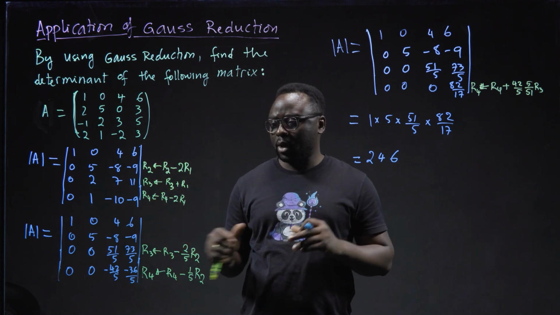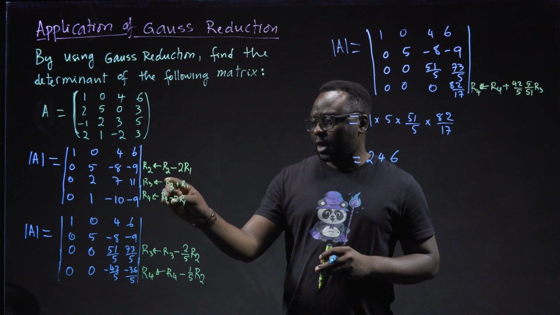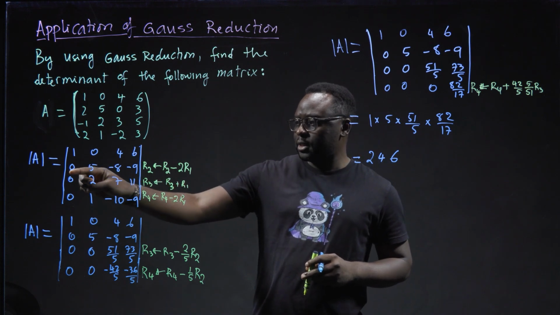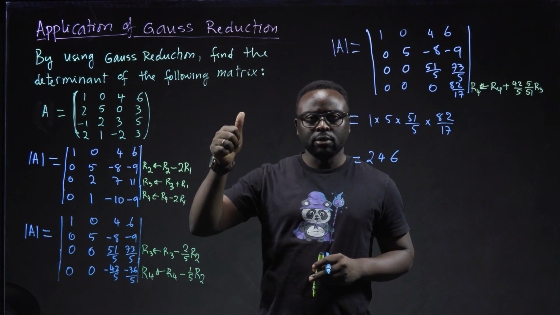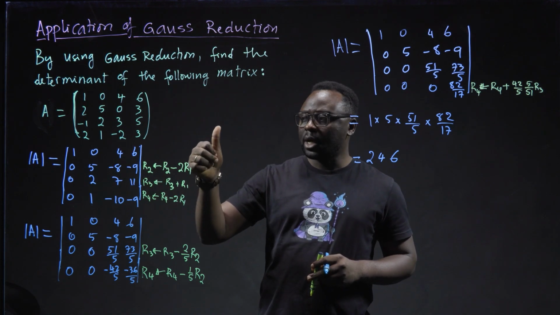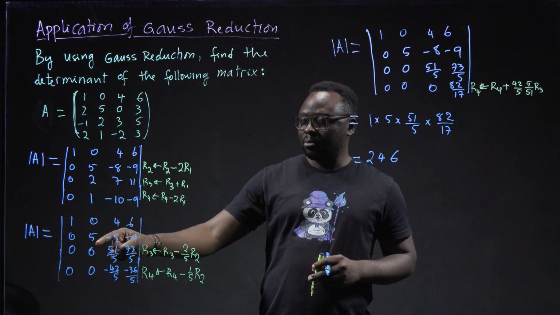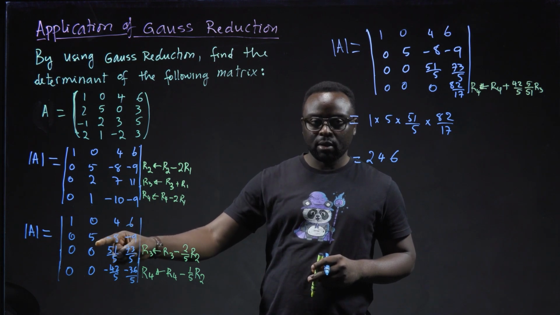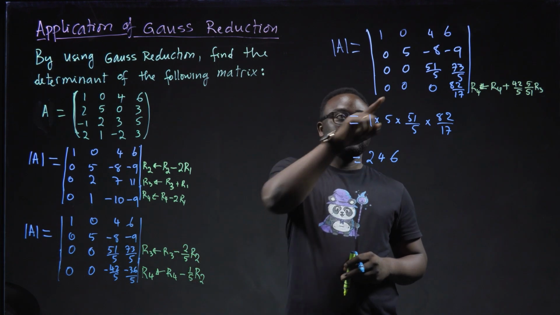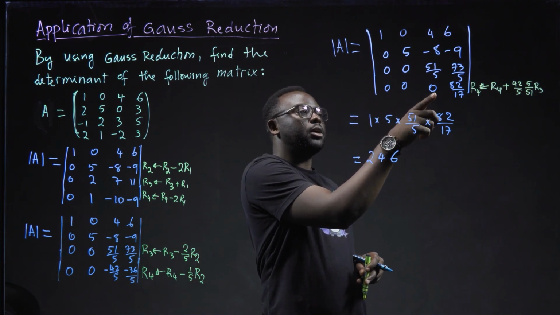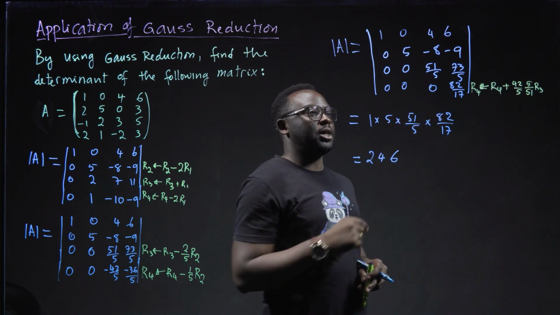Every time you have to do Gauss reduction, you have to follow these steps. Be careful when you do these manipulations. For me to solve this, I have to fix the first row when I'm doing the manipulations on the first column. When I'm doing the manipulation on the second column, I have to fix the second row. And lastly, when I'm manipulating the third column, I have to fix the third row.